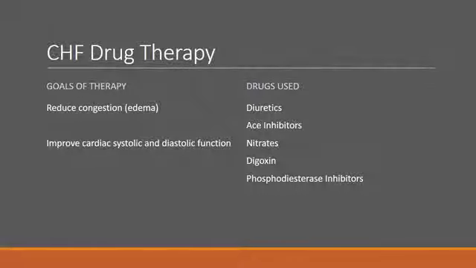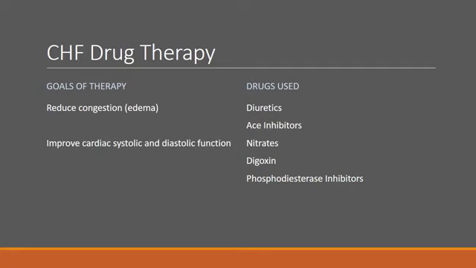Looking at some of the drug therapies for congestive heart failure, we've broken it down here into the goals of therapy and then the drugs used. The two main goals of therapy are to reduce congestion, that means get rid of edema, reduce the fluid in the overall system. That's going to reduce the amount of work or stress put on the heart. And then we also want to improve cardiac function. We want to improve both the systolic and the diastolic function. That means we want to improve the contractility of the heart to make it a more effective pump, and then we also want to improve the filling component.